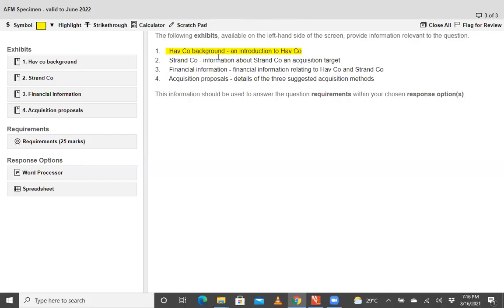Now it says the following exhibits on the left hand side of the screen provide information relevant to the question.